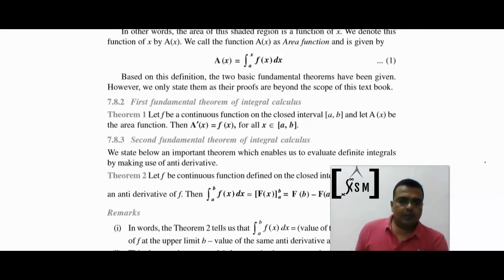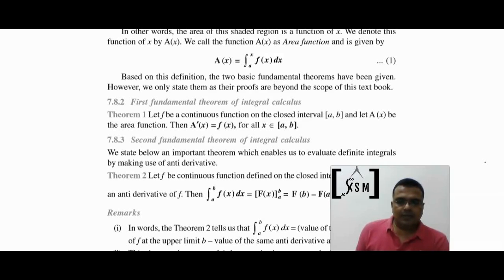Hello friends, today we will start our exercise 7.9 where we will do the definition. But before that we understand the concept first. What is definite integration and what does it mean? Okay, let's understand.